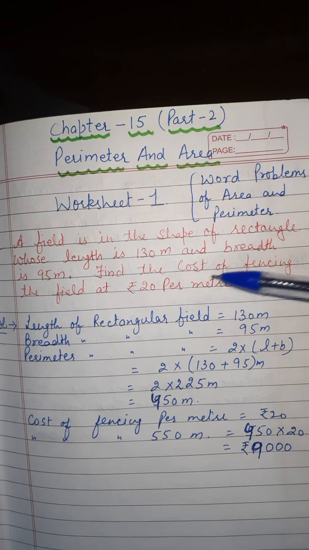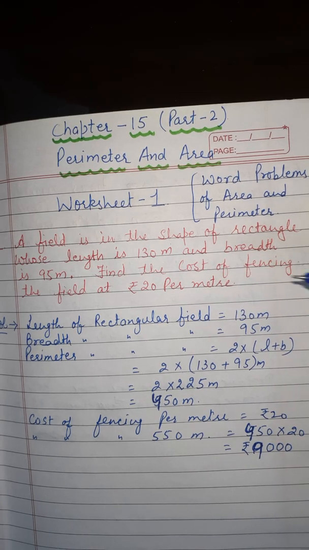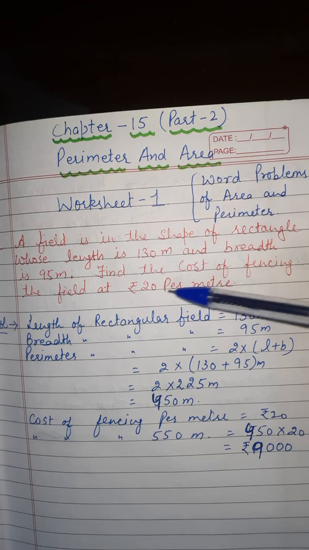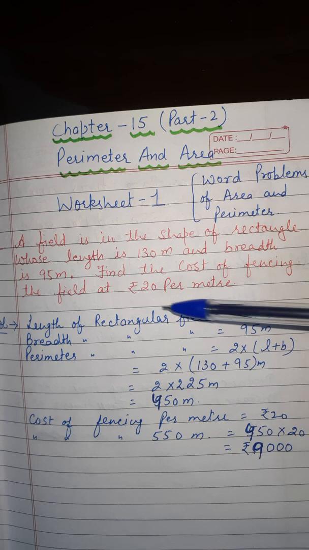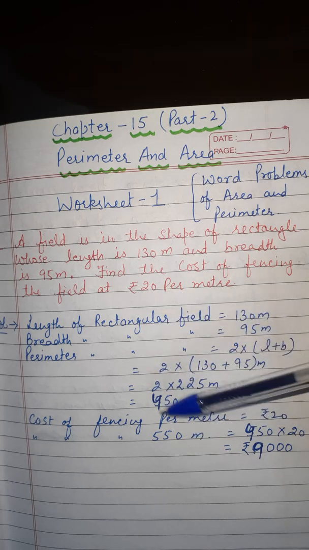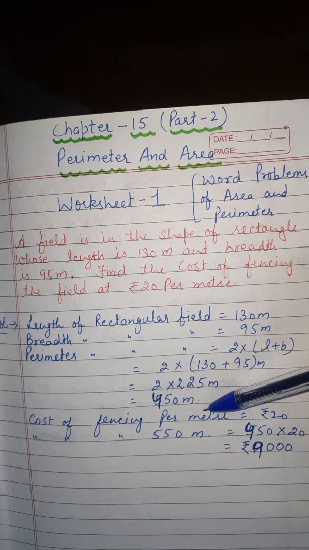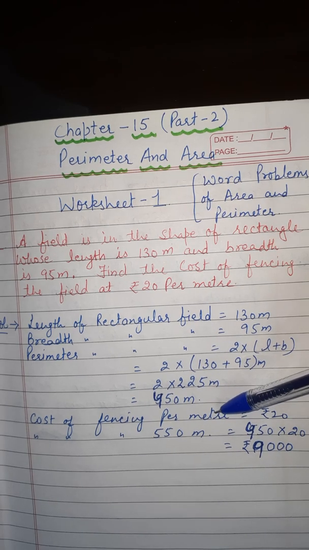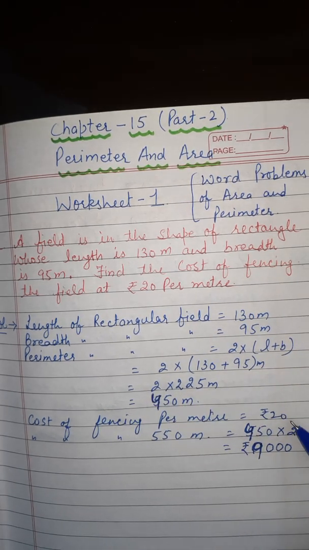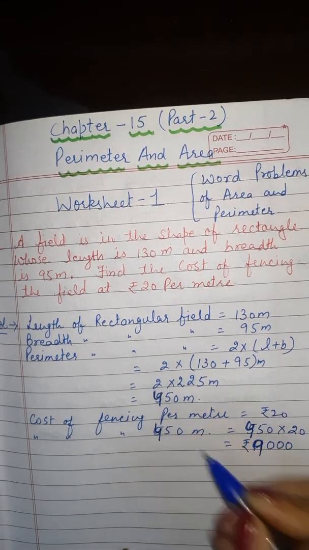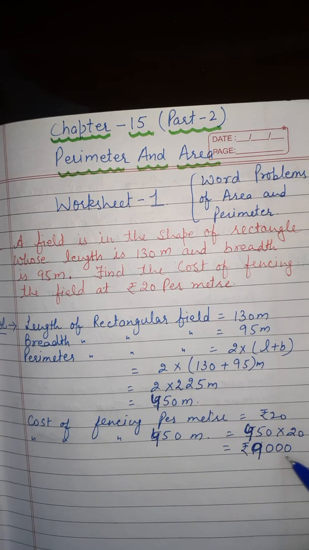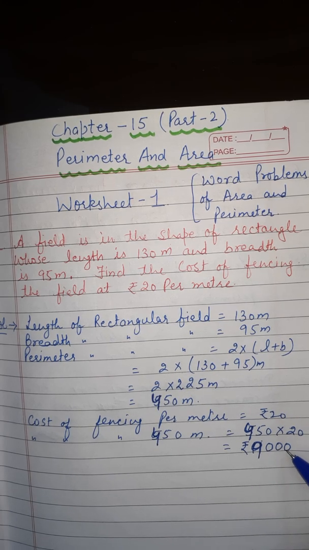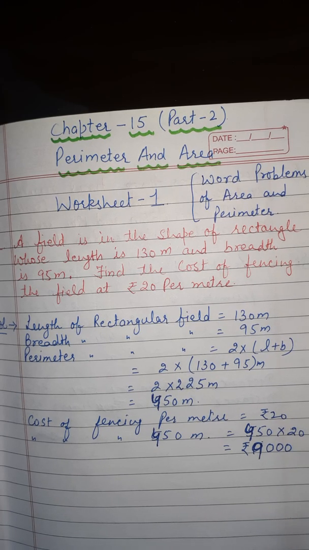Now you have to find the cost of fencing the field. We know that the cost per meter is rupees 20. Then what will be the cost of 450 meter? The cost of fencing 1 meter is 20 rupees, so the cost of fencing 450 meter is 450 multiplied by 20. So it is 9,000 rupees. So this was the first question of worksheet 1.